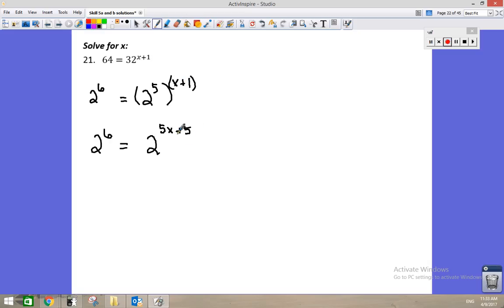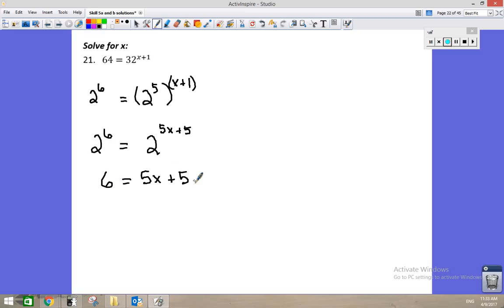So here was what I was talking about. Since the exponential function is a one-to-one function, and the left-hand side is the number 64, well, 64 equals 64. The right-hand side is also 64. So if the numbers are the same and the bases are the same, the exponents have to be the same. So this 5x plus 5 has to represent the number 6.